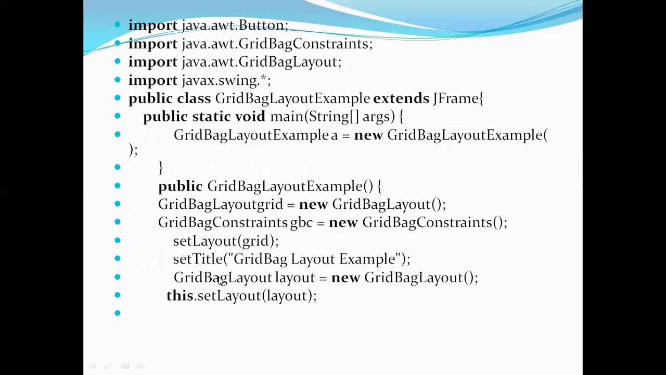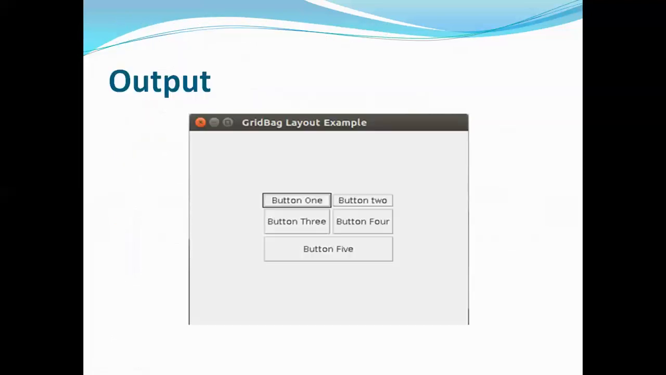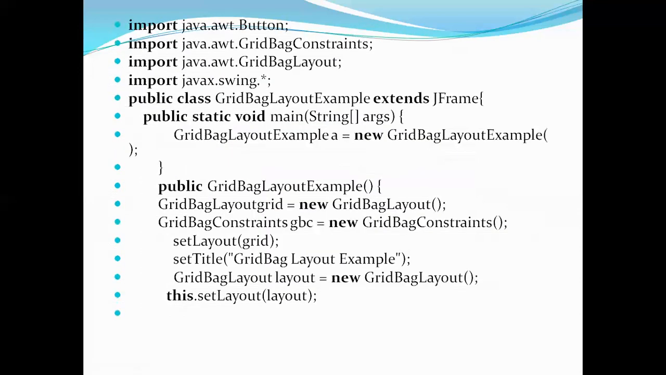Now let's see a small program on this. First, before going to the program, let's see the output. Just observe here, we have 5 buttons. Button 1 and button 2 are in the same row, and after button 1 you give some space, then you go to button 3 and 4, then you give the space, and then you go to button 5. Button 5's width is more. Now see the name of the frame, that is grid bag layout example. Now let's go to the program, it will be easy to understand.